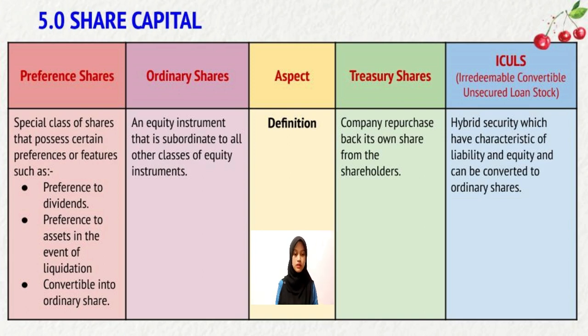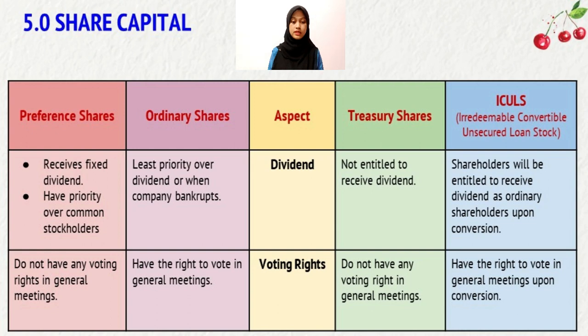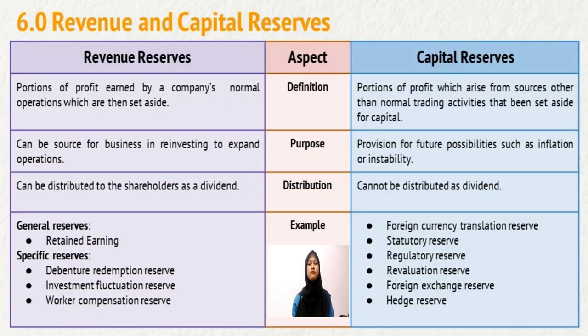to ordinary shares. For dividend payment, treasury shares are not entitled to receive dividends, but for ICULS, the shareholders are entitled to receive the dividend as a regular shareholder upon the conversion of ICULS. For voting rights, treasury shares do not have any voting right in general meetings. Meanwhile, ICULS holders have the right to vote in general meetings upon conversion.